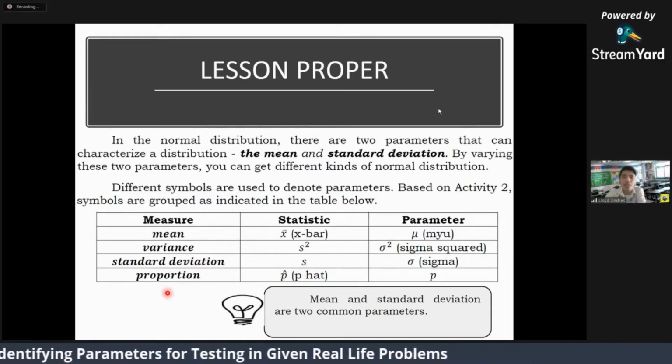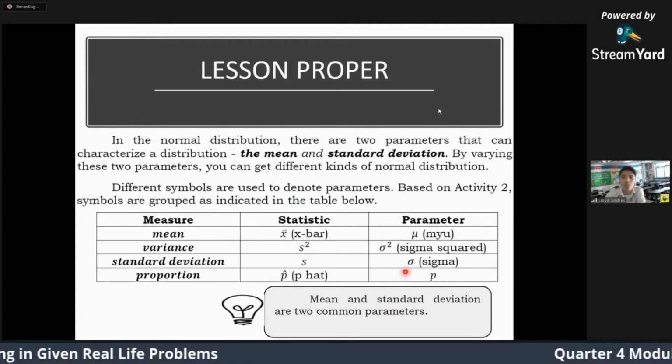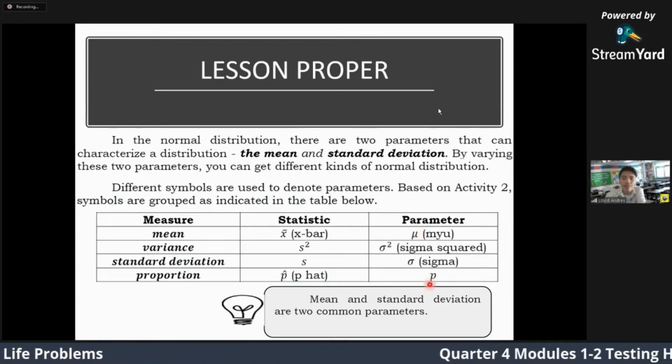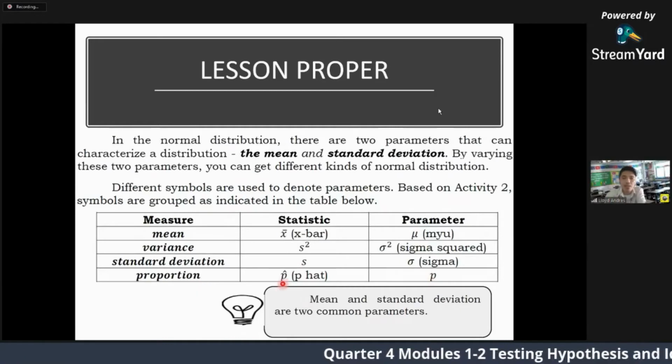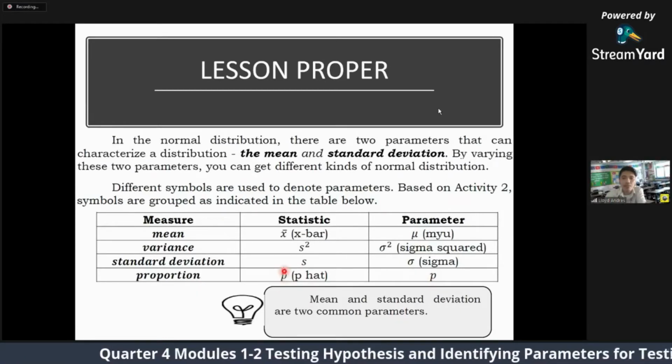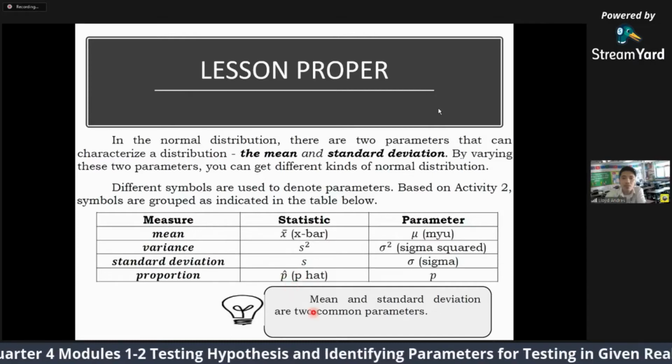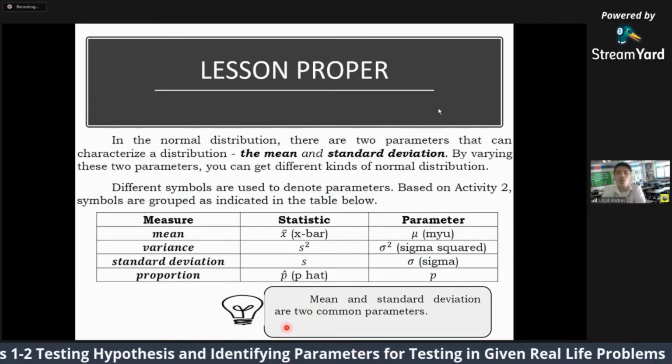Proportion is another measure. If it is a parameter, it is just P. But if it is a sample proportion, it is p hat, read as p hat. Mean and standard deviation are the two common parameters.